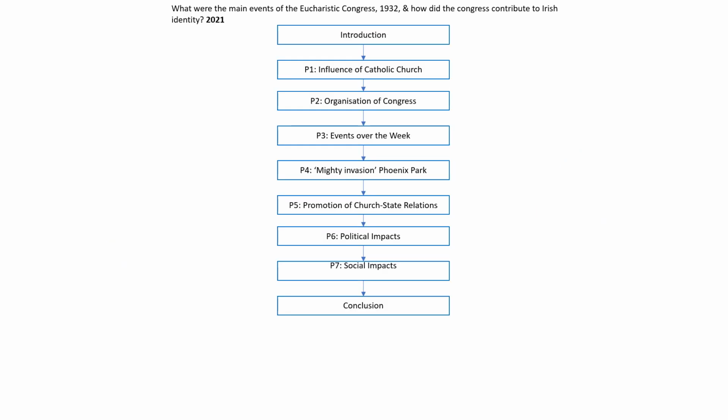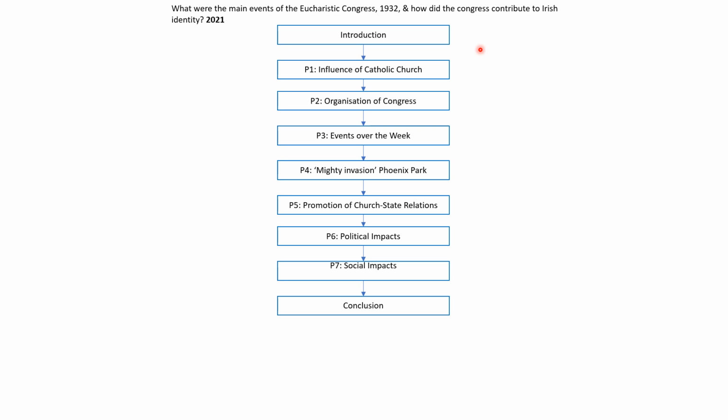Okay, so if we look at our macro plan here, this is for an essay: what were the main events of the Eucharistic Congress in 1932 and how did it contribute to Irish identity? The first thing that we need to do in every single paragraph is write an introduction. Our marking scheme tells us that we need to do that. And then we need to think about how we're planning for our essays so that every paragraph only deals with an episode, phase, or stage in a sequence of events. The sequence of events here is the Eucharistic Congress, the lead up, the events that took place over the week, and the impact that they had.